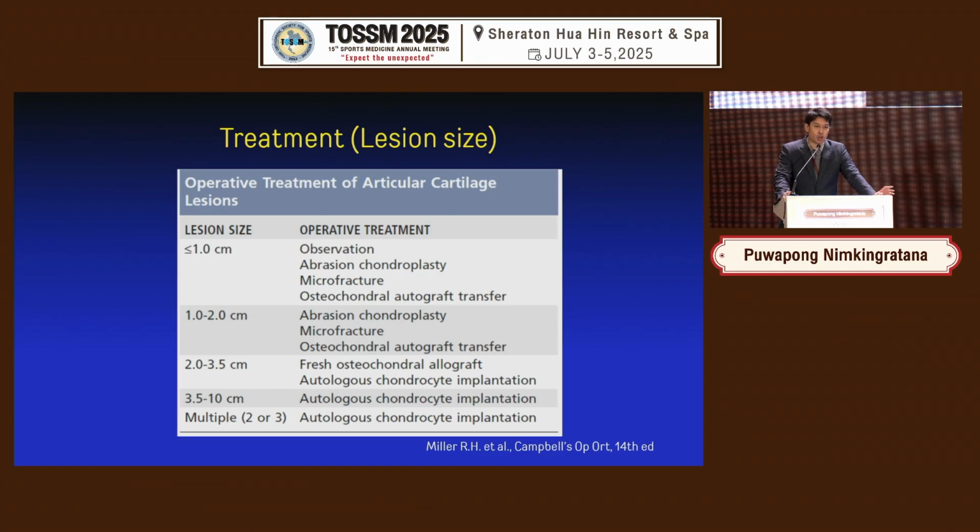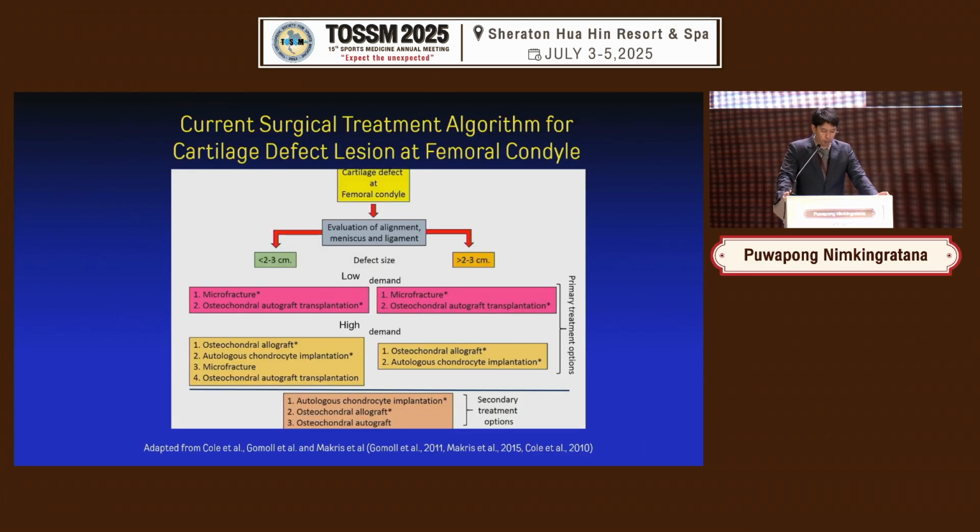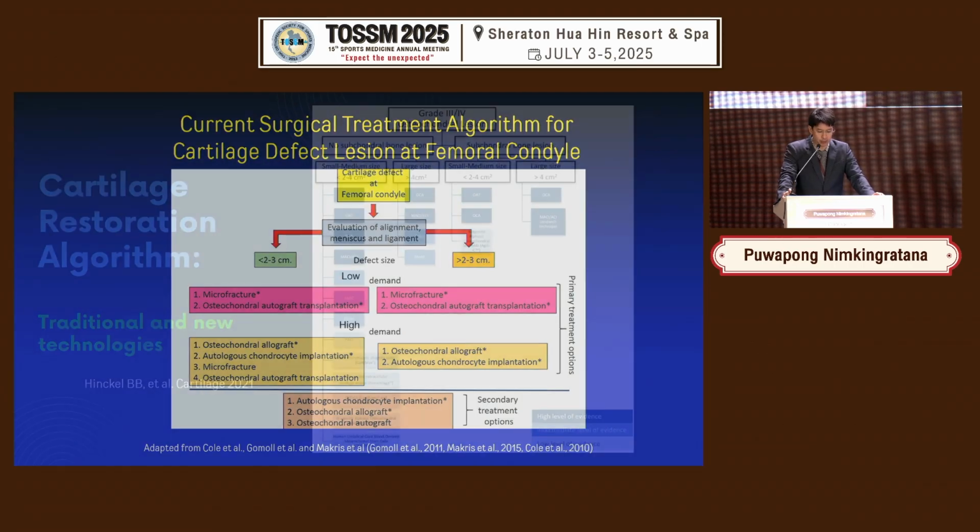It depends on the treatment, because right now there are several algorithms that we can follow. For example, followed by the depth, followed by the size, followed by the demand of the patients, or even the first goal or the second goal. For example, if we have to deal with the primary treatment, we have to think about something less invasive first. However, if we have to deal with revision surgery, we have to think about something more complex, for example, ACI or cell-based therapy.